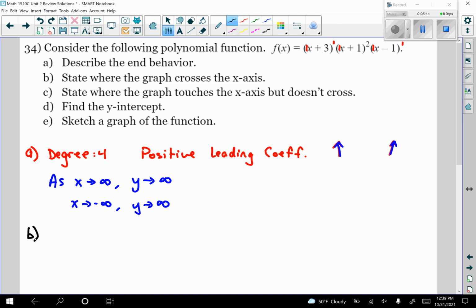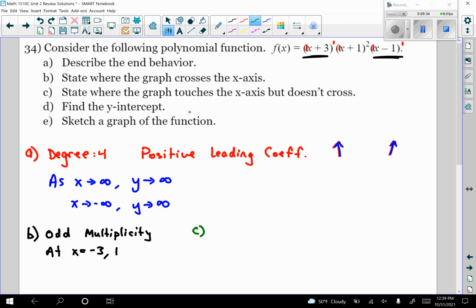Part B, state where the graph crosses the x-axis. This happens at an odd multiplicity. So that's our first factor and our last factor here. So this is at, or when, x is equal to -3 and 1.